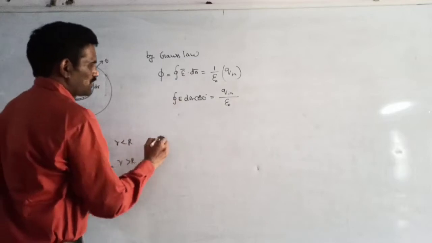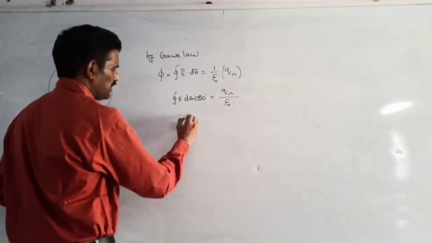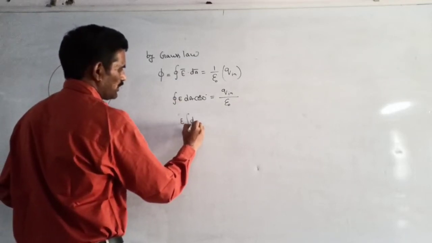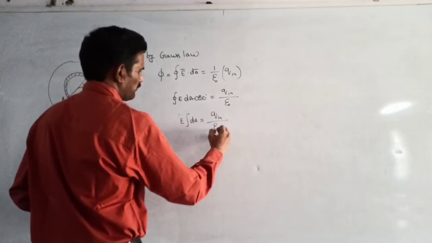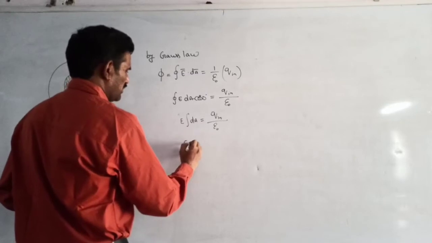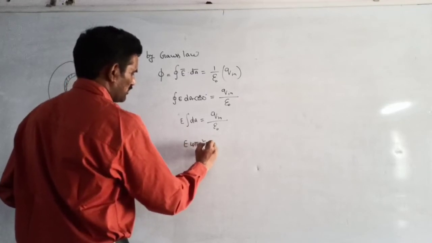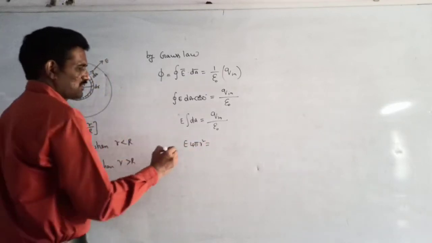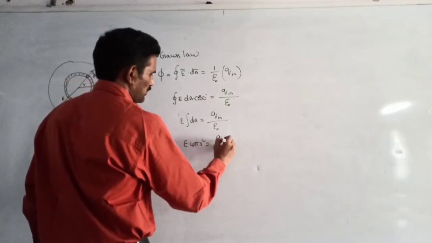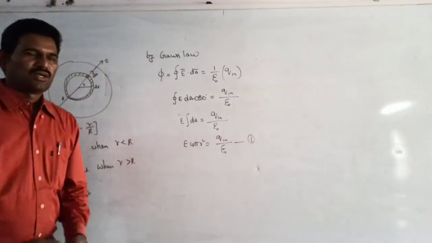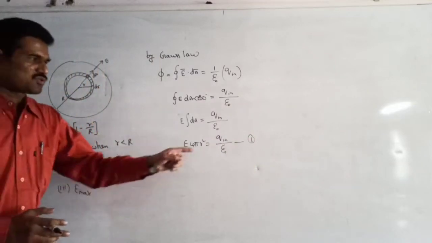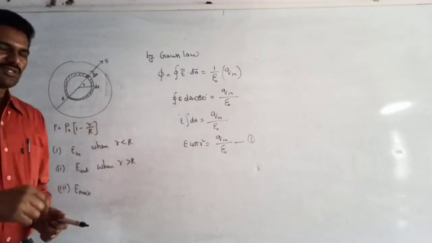Now I can write this as E into integral of dA, that is equal to Q in by epsilon naught. Or this is E into 4 pi r square, the total surface area of this Gaussian surface, equal to Q in by epsilon naught. Let's suppose this is our equation 1. Now in this we need to calculate the Q in value, the charge enclosed by the Gaussian surface.